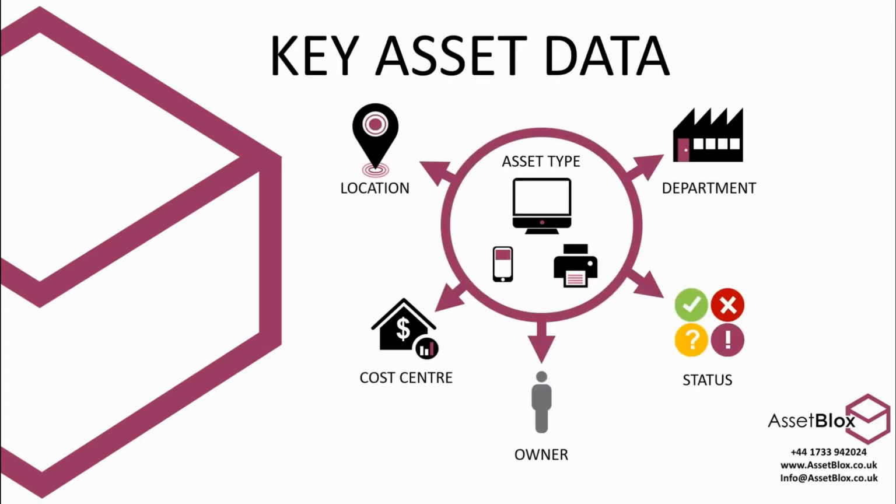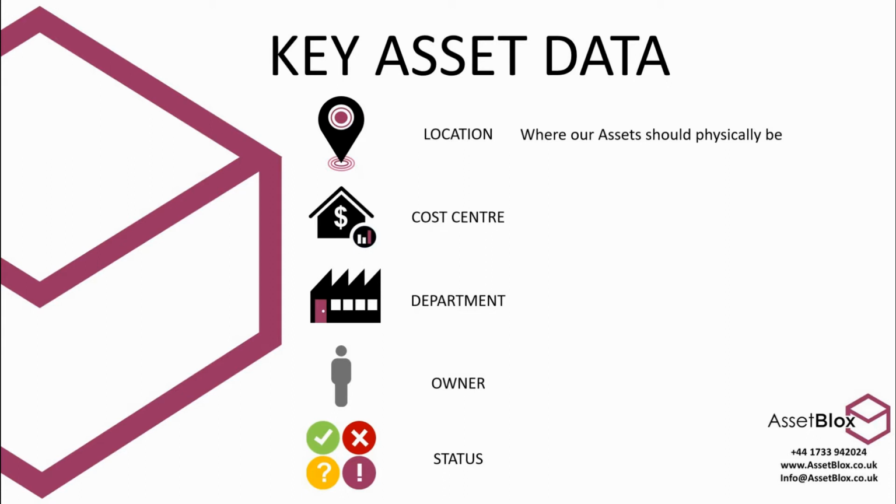We spoke about key asset data in our last session. And here on the screen is an example of the kind of data that we may well store within our asset management database. Not least, we would have asset types, and with those asset types, we may have specific information, specific data attributes, if you will. And there is key asset data that we would be keen to capture. For example, location, cost center, department, status, or owner.